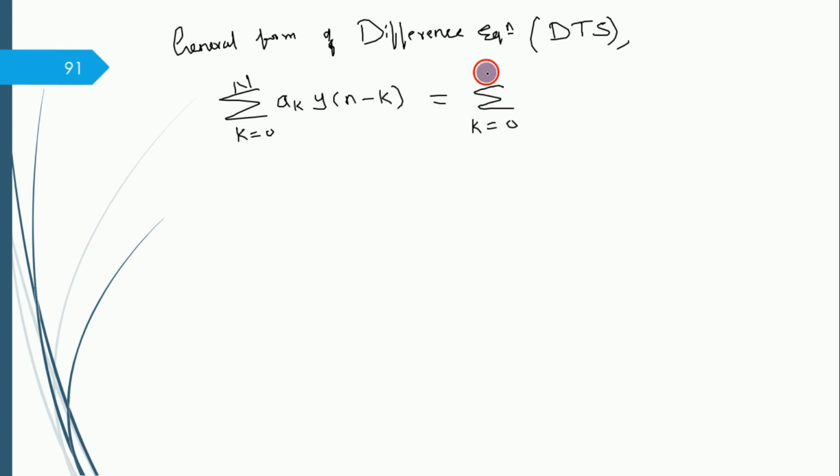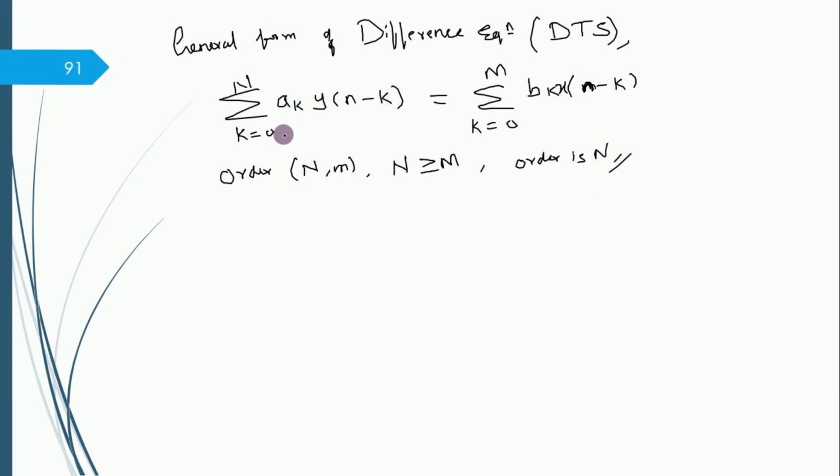This is equal to summation k is equal to 0 till m, b k x of n minus k. Okay, so the order of the difference equation is n comma m. It represents the number of energy storage devices in the system actually. So let us not worry. The order is whichever is greater. If n is greater than or equal to m, then the order is only n. Okay. So normally the equations will be in this manner.